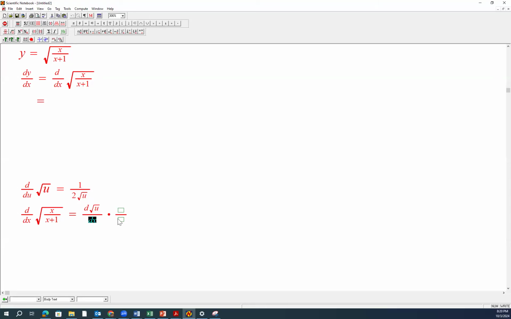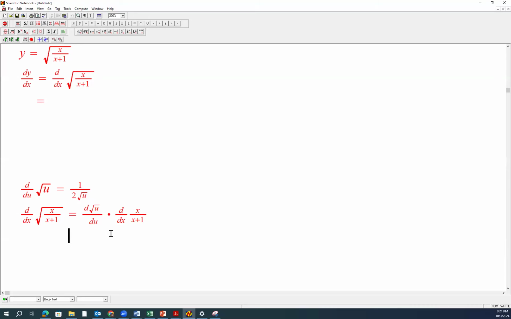We move the dx over here, divide by du, and multiply by du. So this way we can apply that formula. And what is our u? U is this piece. Okay, you don't really need parentheses here. It won't be confused.